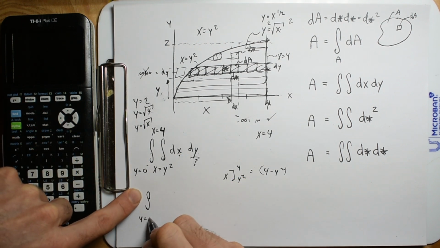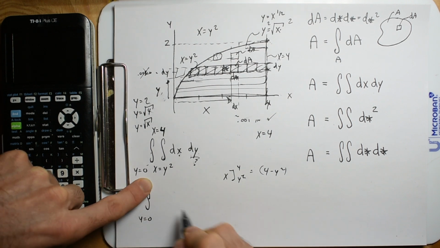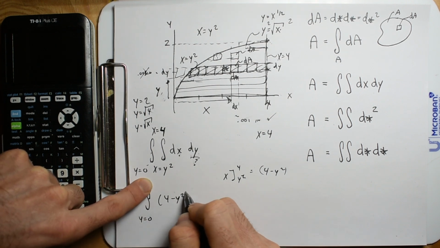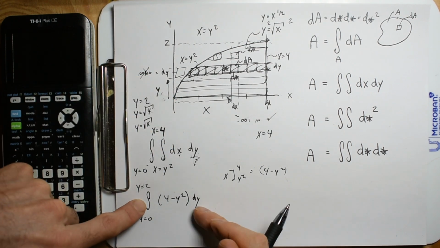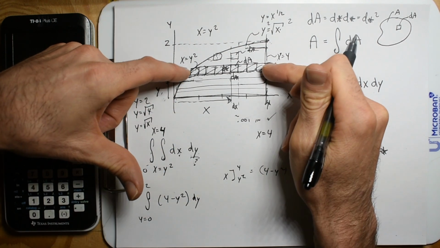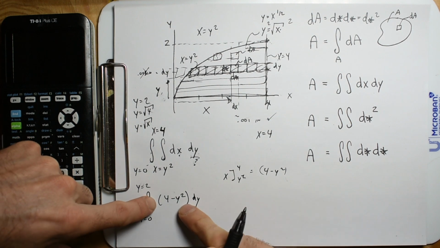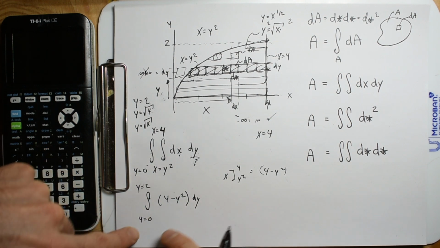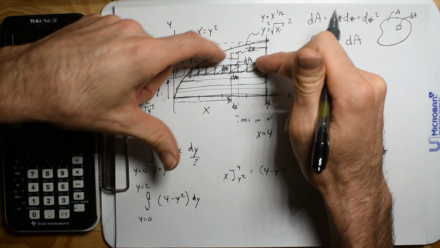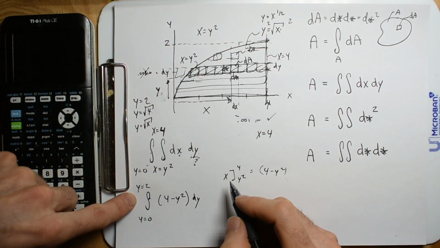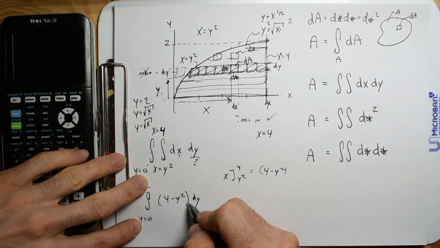So we have y equal to 0 to y equal to 2. We're going to have 4 minus y squared. That's what we got for that first integral. And now we're going to have dy. And now you can see that slice is this equation. So as we move from 0 to 2, that's going to add different amounts of that slice. So let's integrate this.